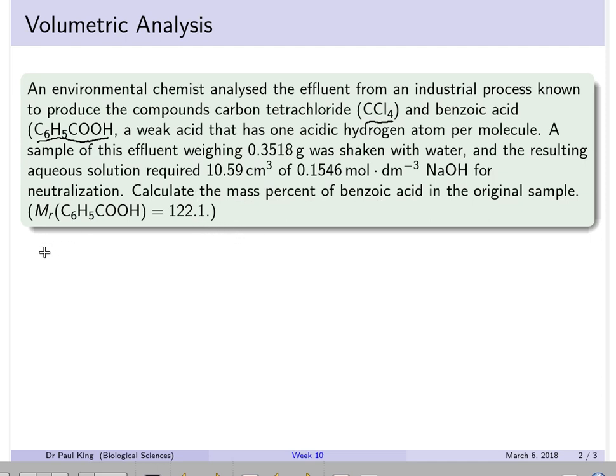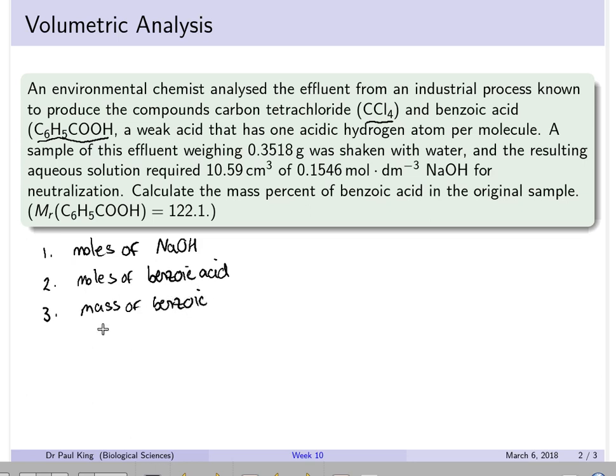So this is really going to be a four-step procedure. First of all, we will have to work out the number of moles of sodium hydroxide that were used in the titration. Secondly, we will then have to work out the number of moles of benzoic acid that reacted with the sodium hydroxide in the titration. Once we know that, we can then work out the mass of benzoic acid, and finally we can work out the mass percent of benzoic acid in the original sample.